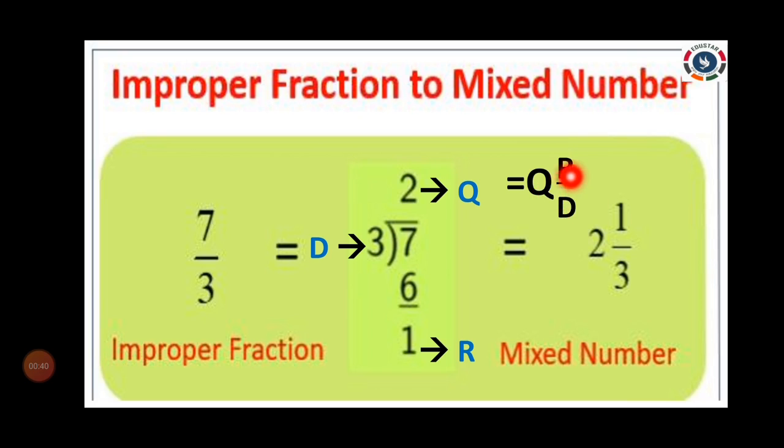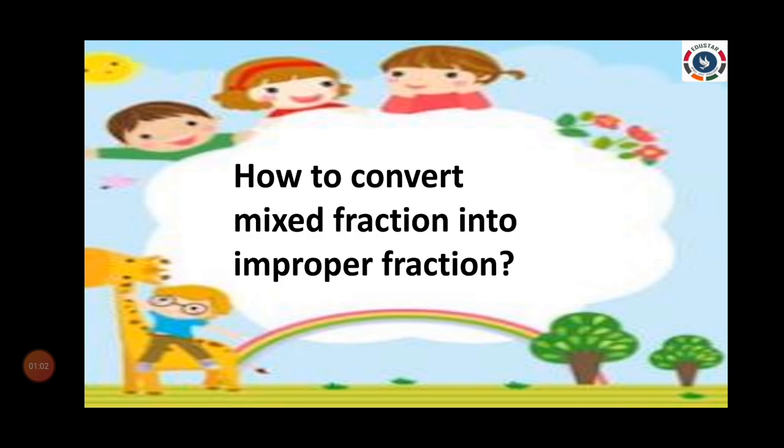Q is for the quotient, R for the remainder, D is the divisor. So write Q as 2 here and the remainder 1 at the top, and write the divisor the same, with no change in the divisor. So 2 and 1 by 3: 2 is the whole part and 1 by 3 is the fraction part. So this is the mixed fraction. We are going to study how to convert a mixed fraction into an improper fraction.